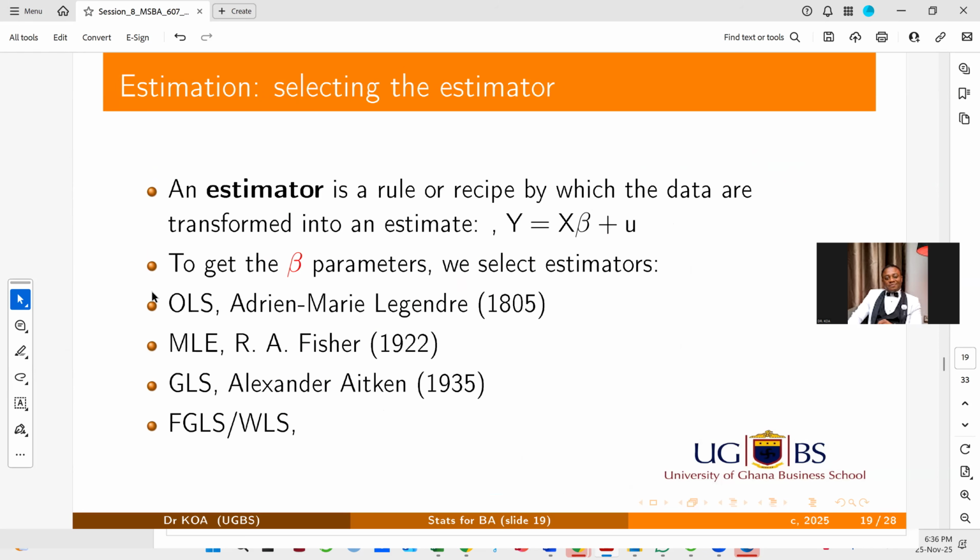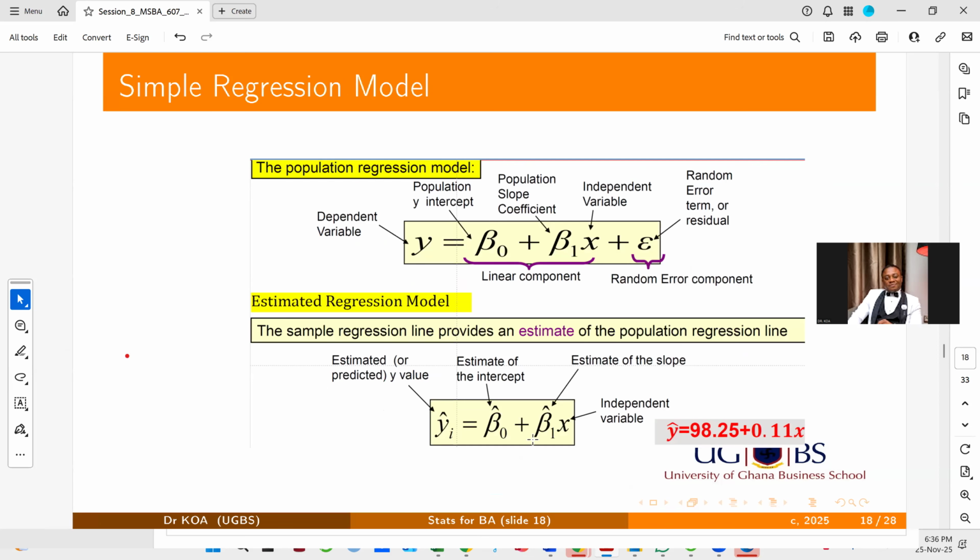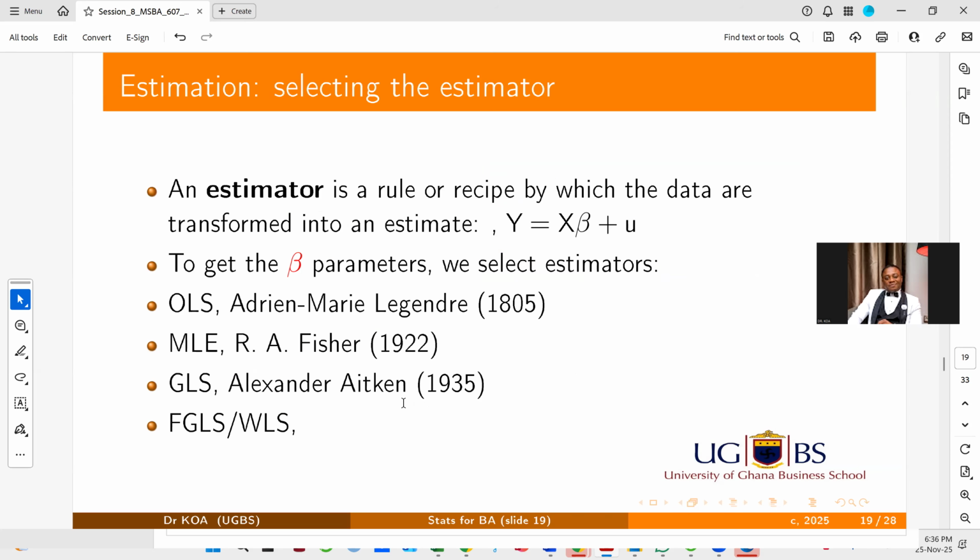I'll come to that. I think it's the next thing we are going to. So how do you get this beta parameter? How do you get the values of the beta naught, the beta 1, the beta 2, the beta 3? How do you get them? One way to get them is using an estimator. Using an estimator, you can find them.